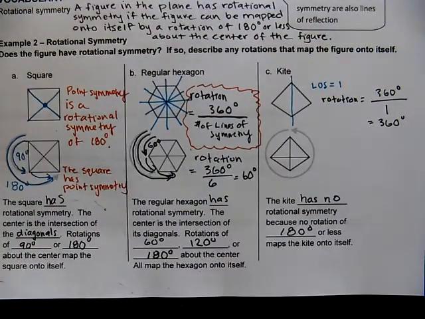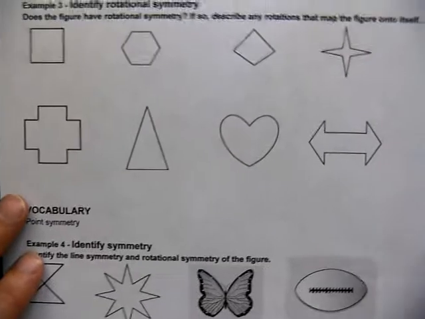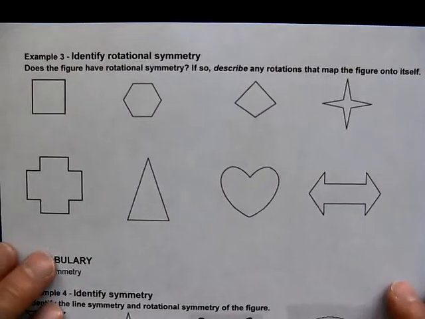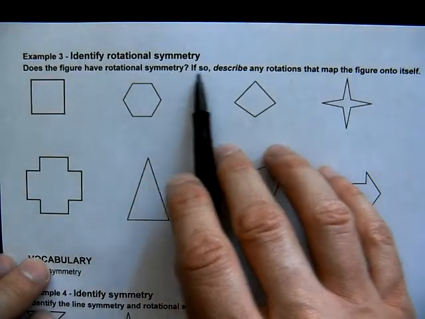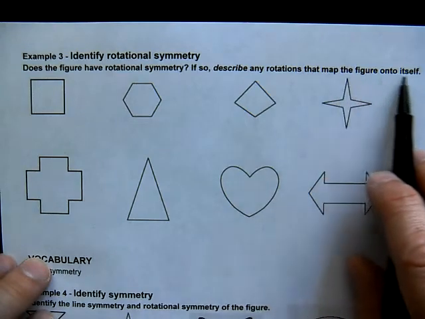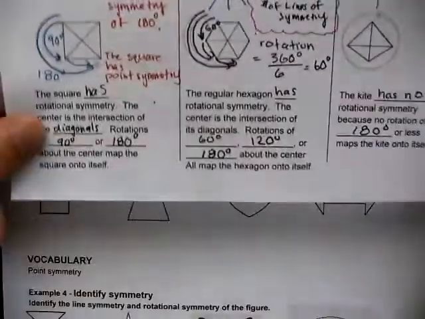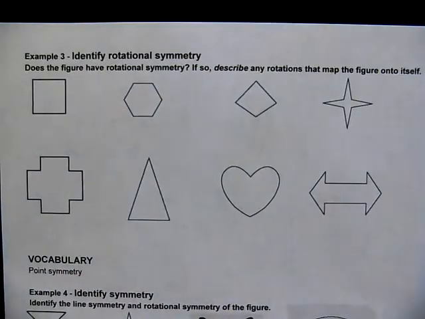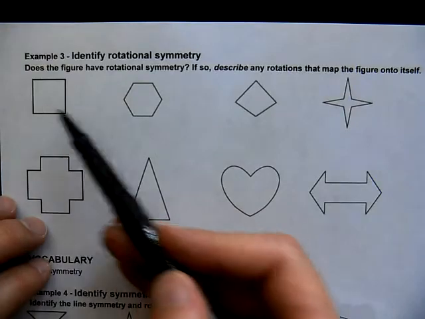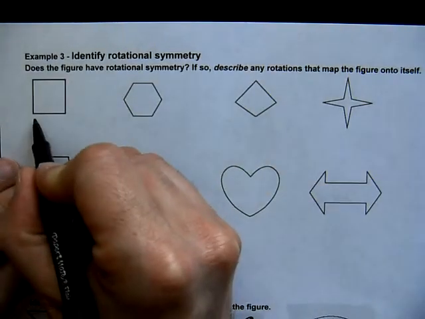Alright, let's take a look at some other examples with other shapes on the next page. Here in example 3, we have a whole bunch of shapes. We're going to determine, does the figure have rotational symmetry? If so, describe any rotations that map the figure onto itself. That's what we were just doing with our square and hexagon and kite. In fact, these first 3 shapes happen to be repeated, so we'll just jot down the results.